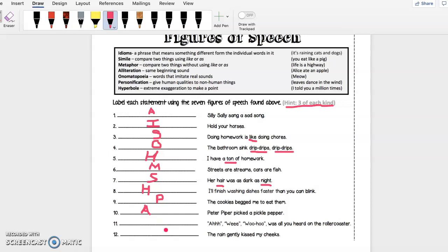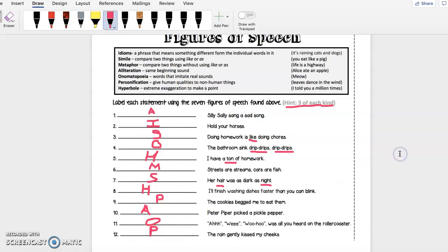Wee, woohoo was all you heard on the roller coaster. These are all sound words. Onomatopoeia, okay? And then number 12, the rain gently kissed my cheeks. We know that rain cannot kiss cheeks, right? It's basically saying how the rain was just soft coming down. And so this is personification.